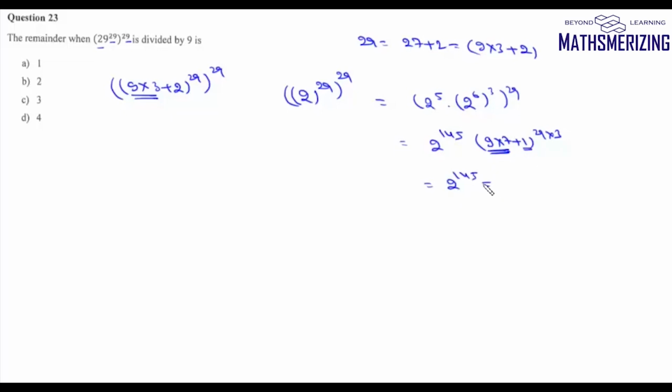Now again we can write 2 to the power 145 as 2 into 2 to the power of 144, which will be 2 into (2 to the power 6) to the power 24. Now 2 to the power 6 again is (9 into 7 plus 1) to the power 24. Again the remainder is 1, which is multiplied with 2. So the remainder when 29 to the power 29 to the power 29 is divided by 9 is simply 2, and that's your option number B.